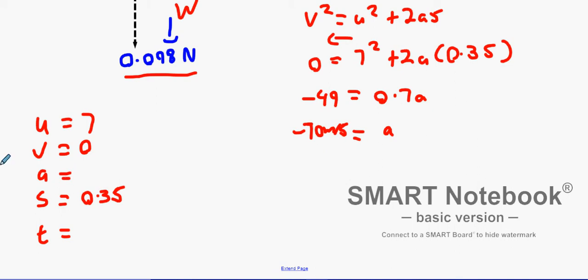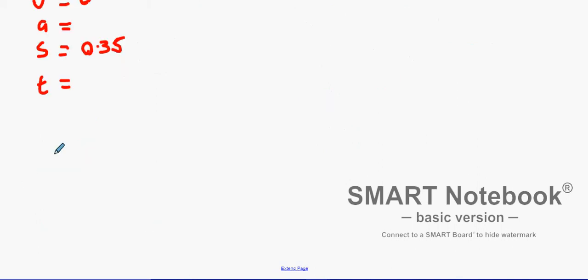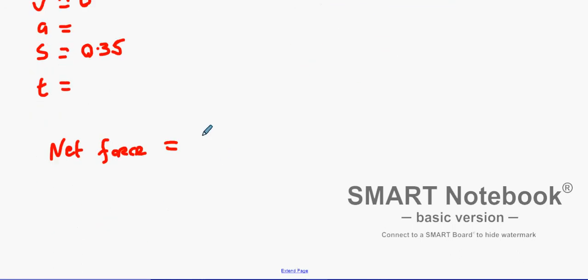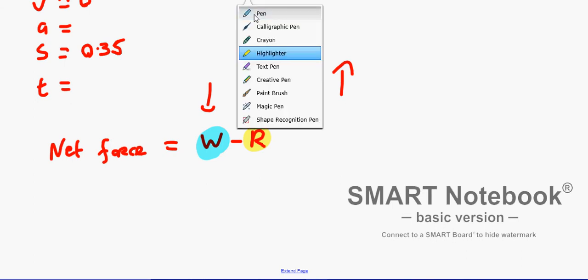All right. So the net force is basically your weight minus your resistance. What goes down minus what goes up, and this results in negative acceleration, because R is bigger than W. That's guaranteed. We know R has to be bigger than W in a net deceleration.